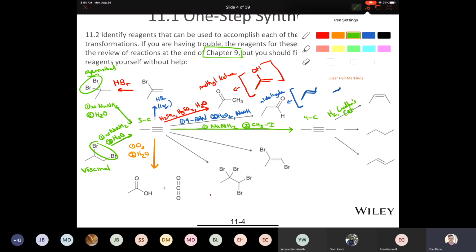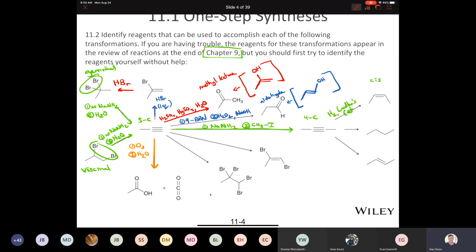The next one is taking the alkyne and completely hydrogenating it. For that, you just use hydrogen and palladium, platinum, or nickel. Let's try platinum, high rollers. And the next one, hey, I'll ask you guys. Does anybody know how to make a trans alkene from an alkyne? Anybody remember this one? Excuse me.